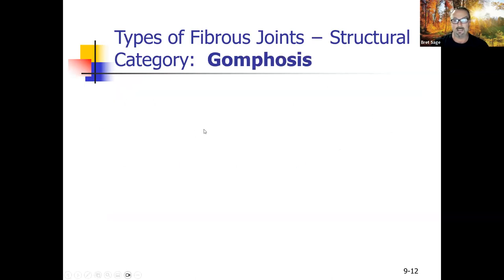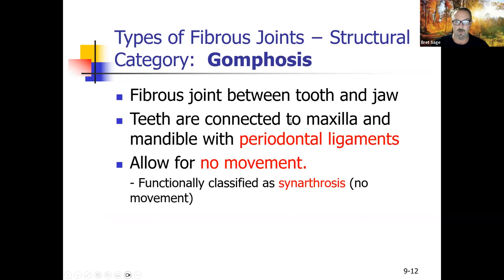Okay, gomphosis, these are in your teeth. It's a fibrous joint between tooth and jaw. The teeth are connected to the maxilla and mandible with what are called periodontal ligaments. So it connects your teeth to your jaw. And they allow for no movement. Now, the text does say no movement, but if that were really honestly the case, then periodontal work would not be possible.